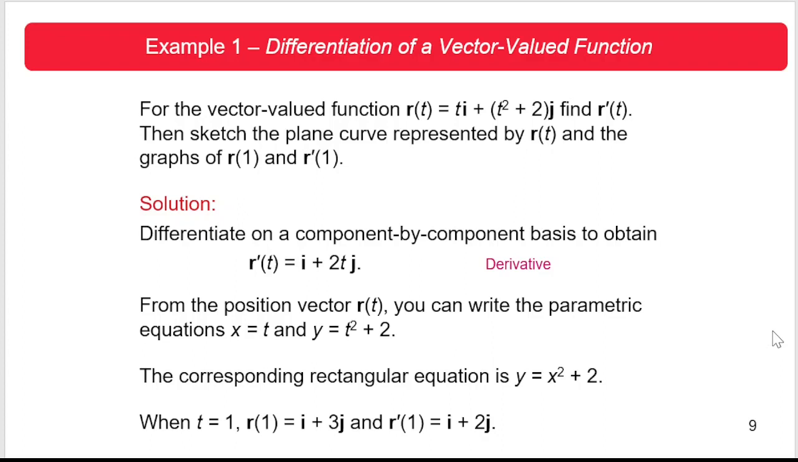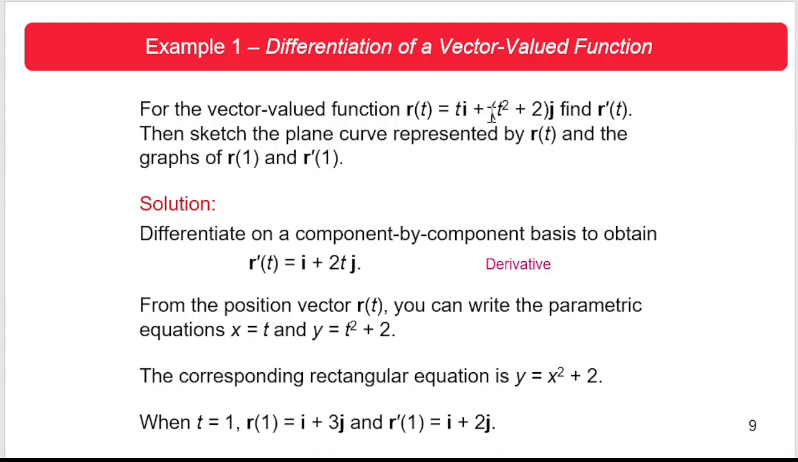Okay, so as an example, suppose you're given a vector valued function r of t equals t i plus (t squared plus 2) j. In this case, we need to find the first derivative of this vector valued function, and then sketch the plane curve represented by r of t and the graphs of r of 1 and r prime of 1.